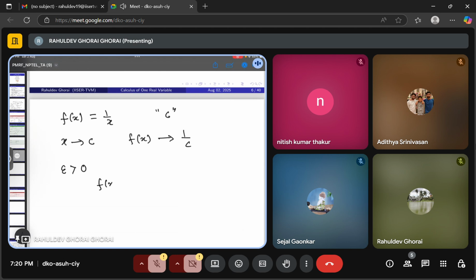And we start with |f(x) - 1/c|. Will it be less than epsilon for some |x - c| less than delta? Our aim should be to show that |x - c| will be less than some delta for all epsilon. For any epsilon you take, delta might depend on epsilon, but you can find one positive delta depending on epsilon. And that will imply that f(x) is converging to 1/c as x is converging to c.